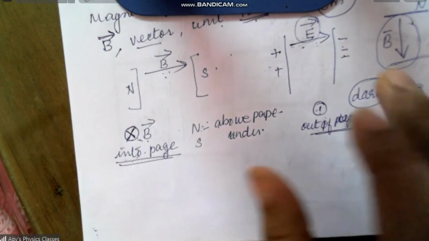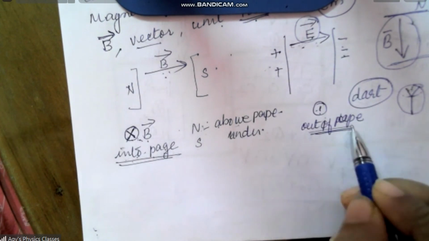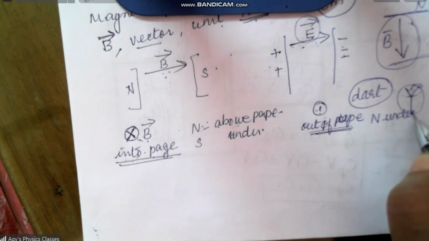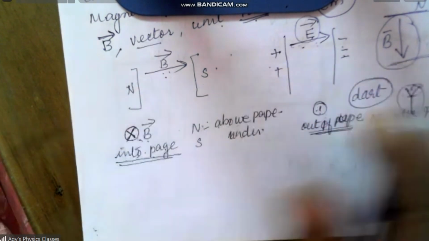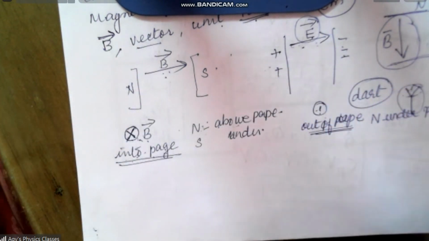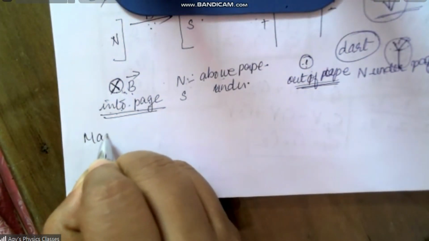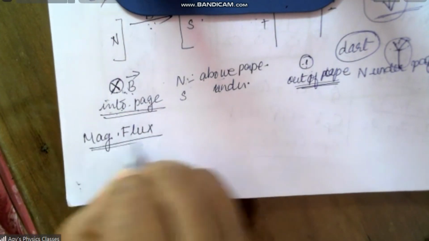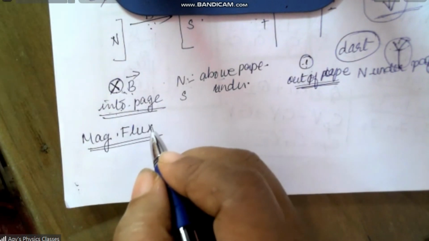Fine. So now if it is into the paper, that means the North Pole is above. If it is out of the paper, the North Pole is under the page and the South Pole is above the paper. So these are different ways of representing magnetic field. Now we have to learn what is magnetic flux. This term is new to you, but it is easy to remember.